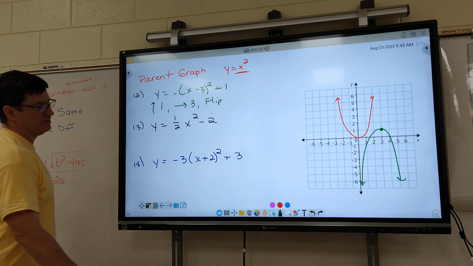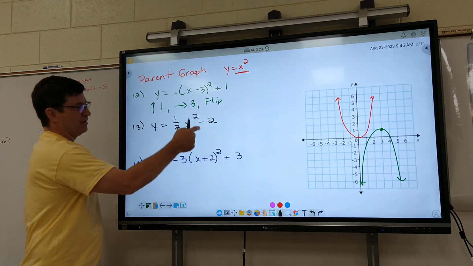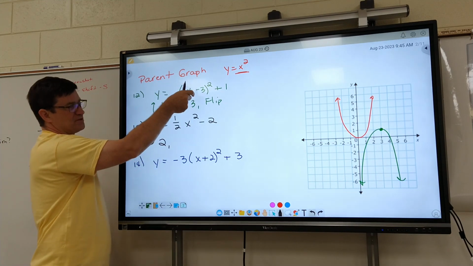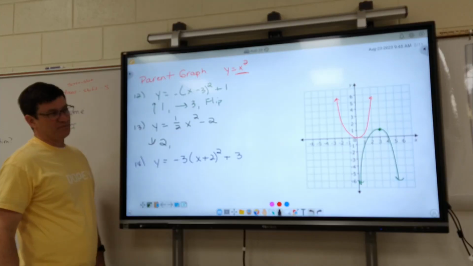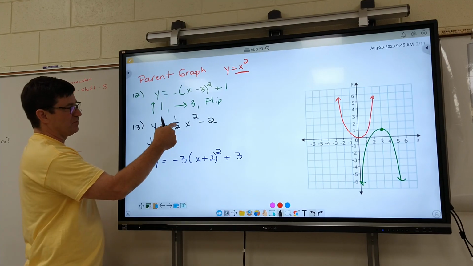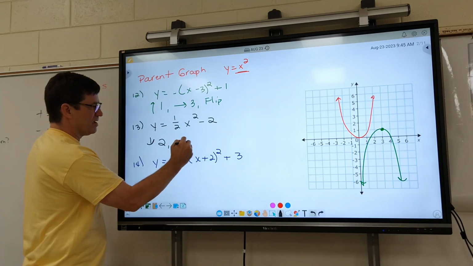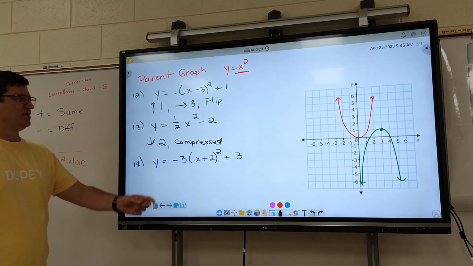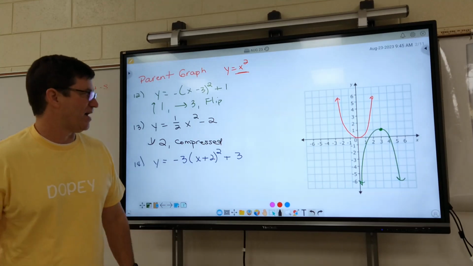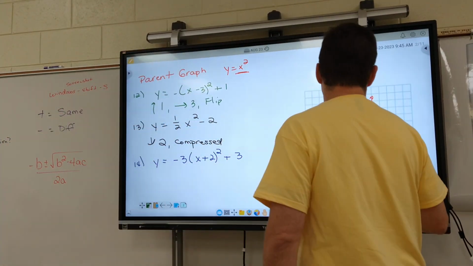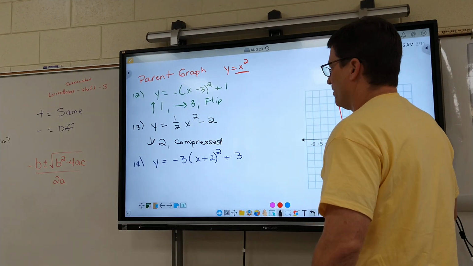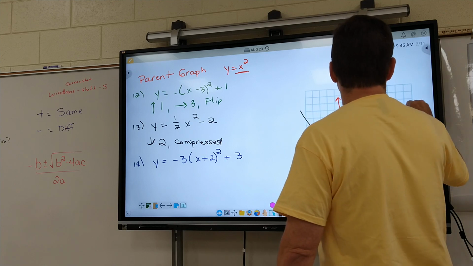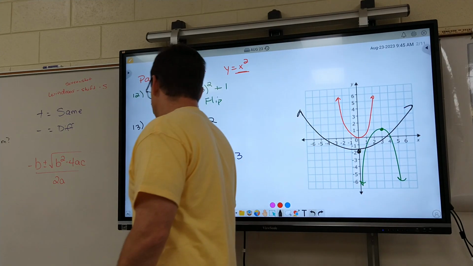All right, next one. Down two. Now look, this time we don't have parentheses, so I get to skip the part about going right and left. So this one's going to be compressed. Why is this one compressed? Because you got a fraction. Anytime you have a fraction, you compress it, make it fast. So to graph it, we go down two. How come we don't have to flip this one? No negative. We have to compress it, which makes it really fat. All right, y'all can do 14.